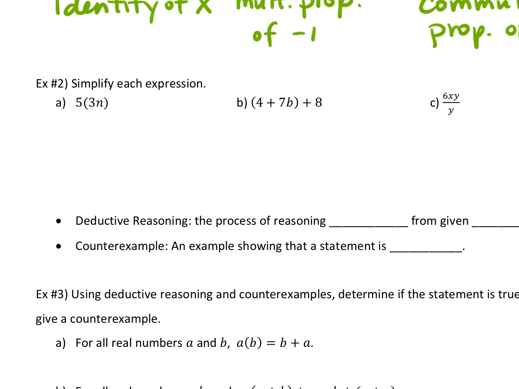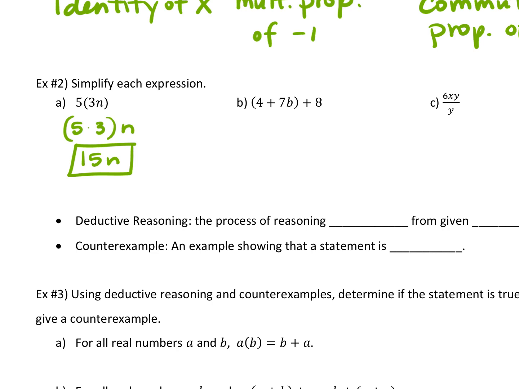So 5 times 3n. Some of you are just going to see this and think, seriously, why are we moving this around? But I want you to see that this is the properties at work. 5 times 3n says, because it's all multiplication, that we can use the associative property and move my parentheses around the 5 and the 3 so that this becomes what? 15n. So that is using the associative property to simplify.